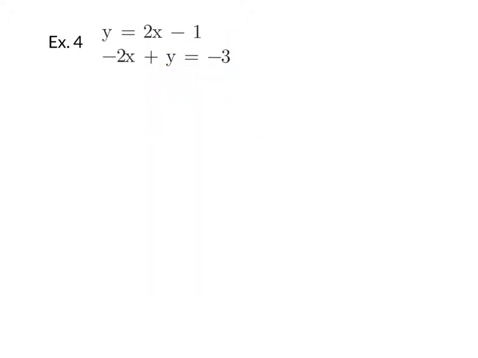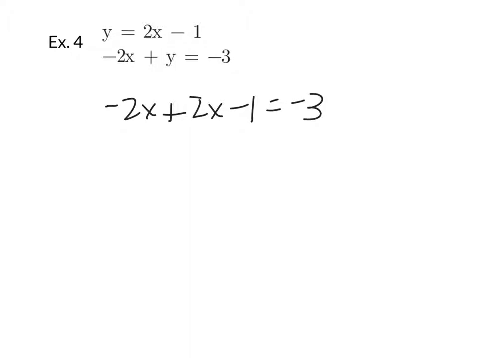This next example looks like a good time to use substitution again, because notice the first equation is solved for y. So what we can do is go to the second equation, and where I see this y, I'm going to replace y with what it's equal to. So I'm going to rewrite the second equation and write it as negative 2x plus, now instead of writing y, I'm going to write the expression that y is equal to. y is equal to 2x minus 1. So we'll replace that y with 2x minus 1, and then that's going to be equal to negative 3.